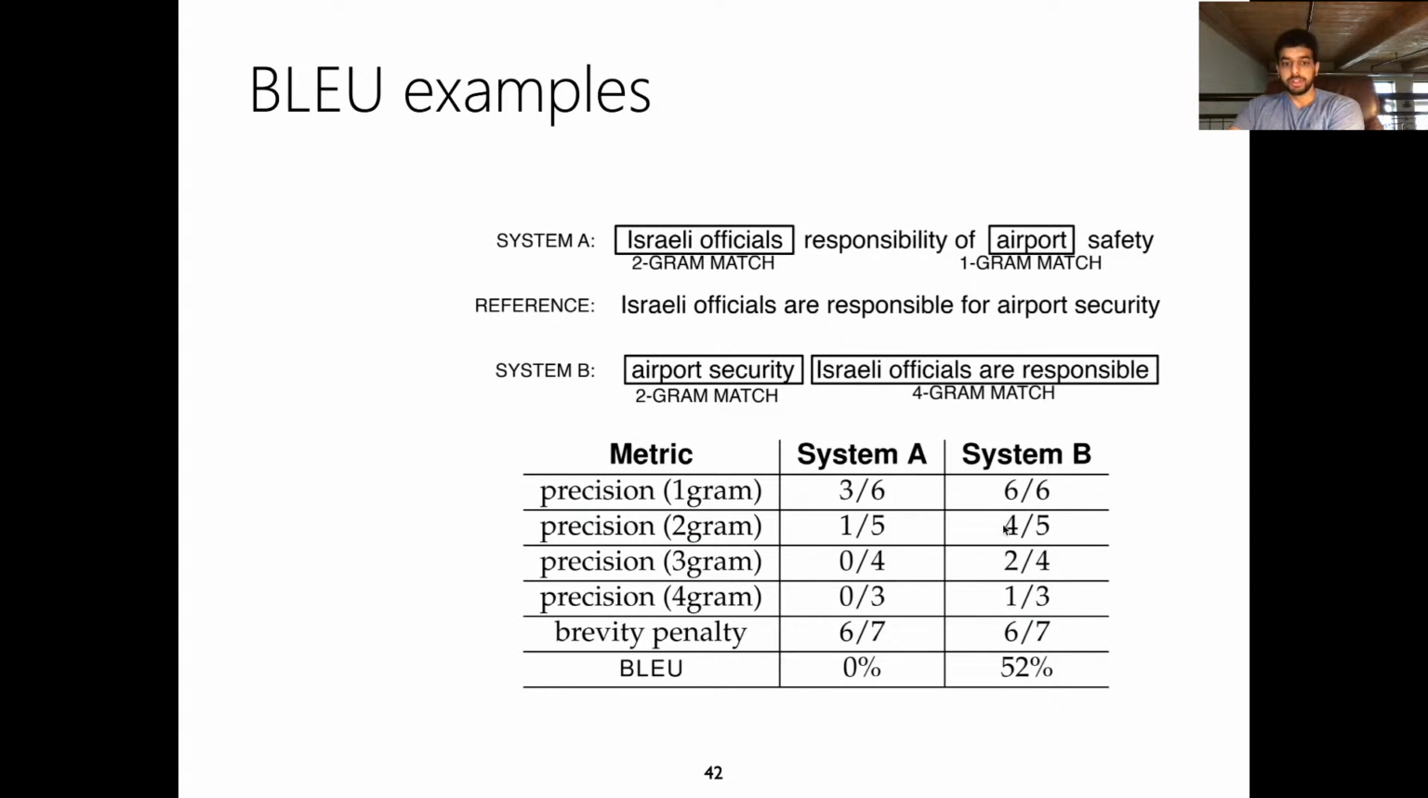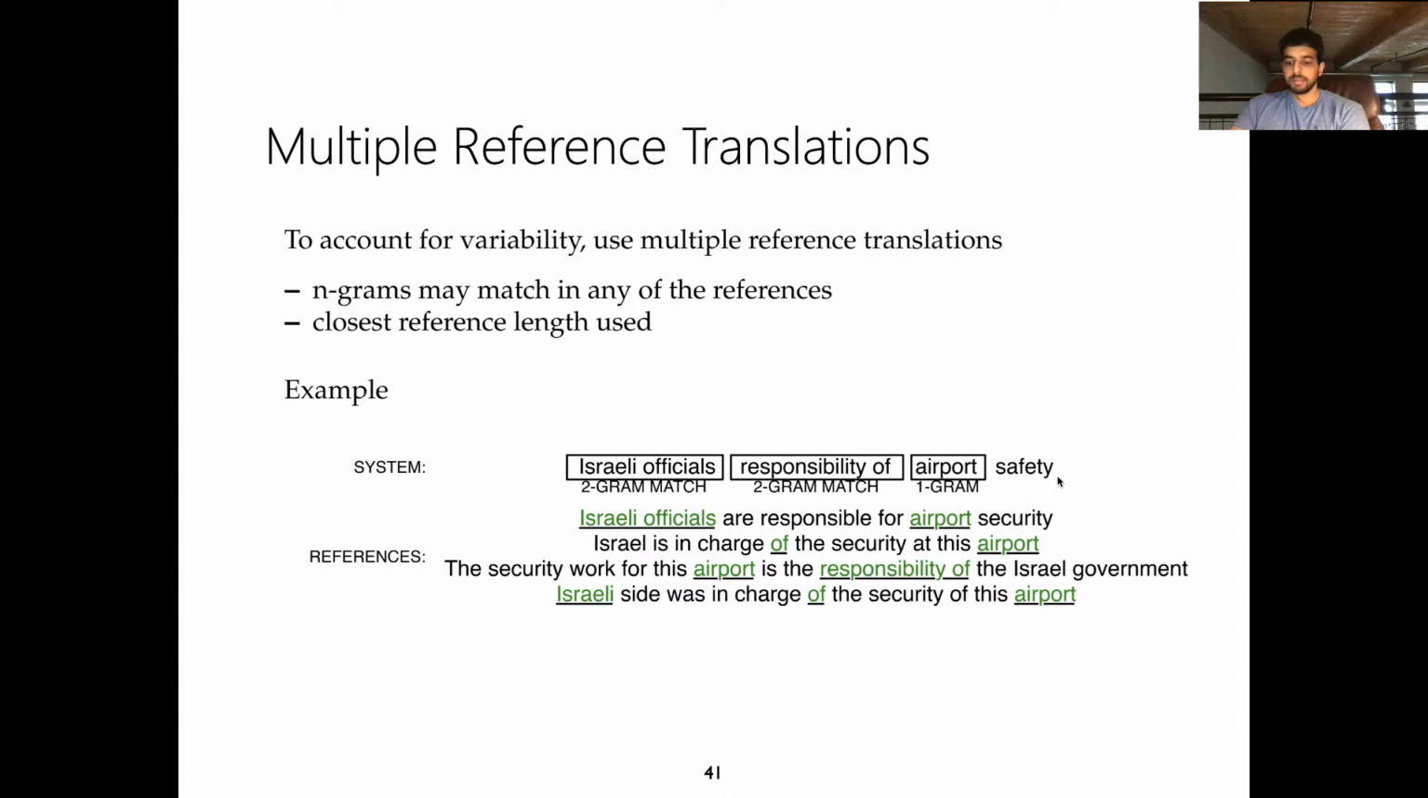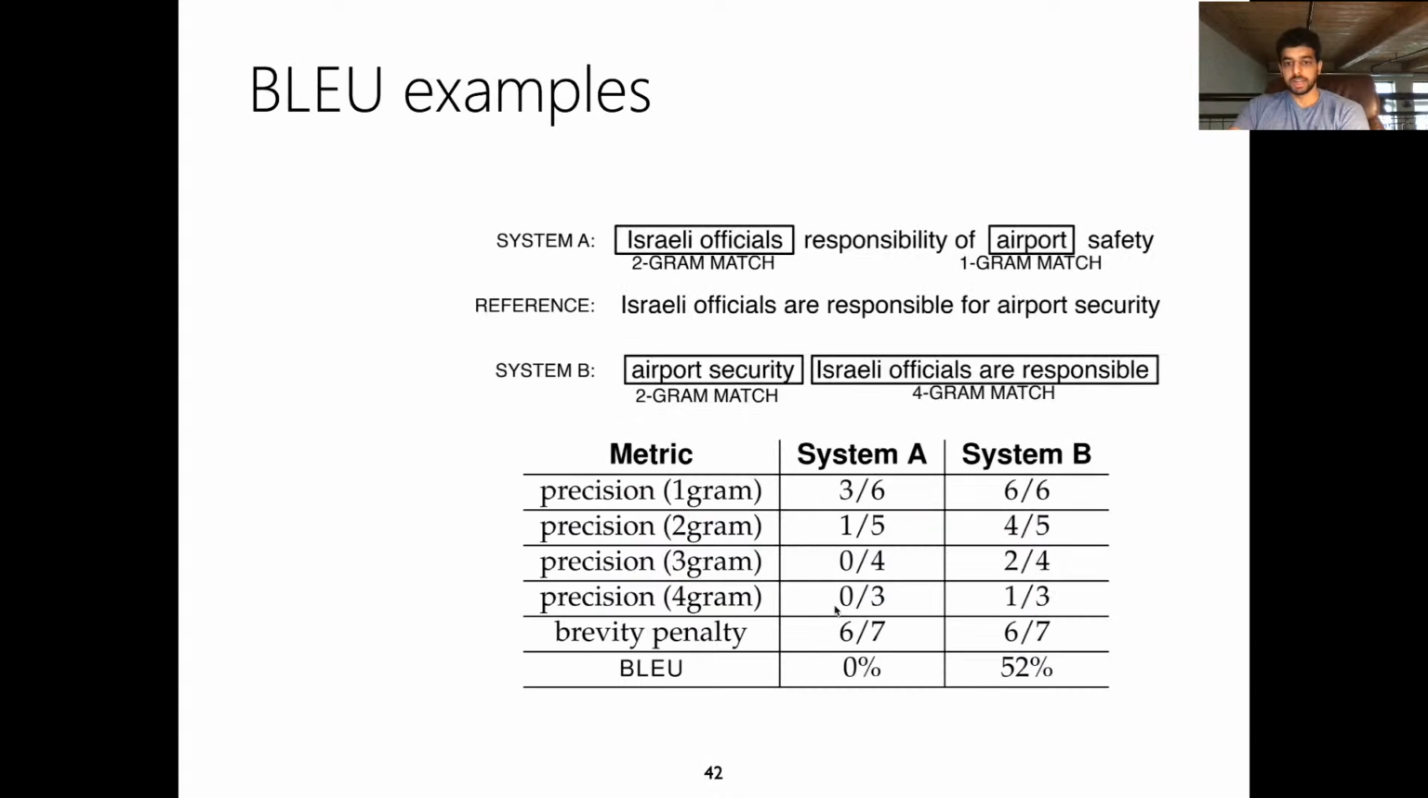Yeah, if you look at the precision here of these different n-grams, you see that system A gets 0 because there's no matching 4-grams, right? So I didn't actually get to match any of "the Israeli officials' responsibility of," or "officials' responsibility of airport," or "responsibility of airport safety." None of these were matched in my references. So I don't include them. I get 0 points for 4-gram precision, and as such, I have a 0% BLEU score.